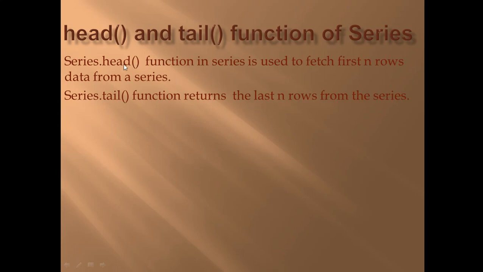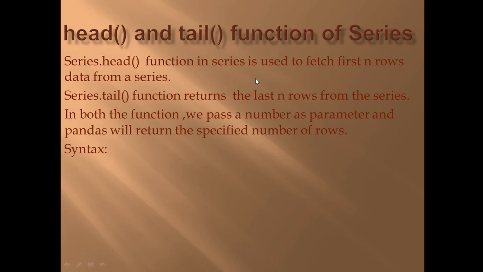It means that when you use the head function, it returns the first n rows. First n rows means first 2 rows, first 3 rows. Whatever value of n you specify, that many rows will be returned by the head function. And the tail function will return the last n rows from the series. Last 2 rows, last 3 rows, or whatever you want to return, whatever value you provide for n, that many rows will be returned.